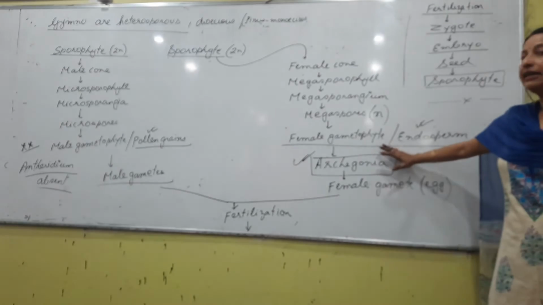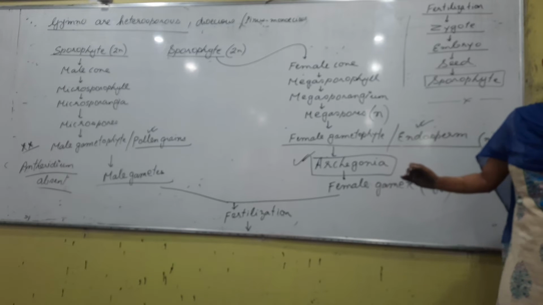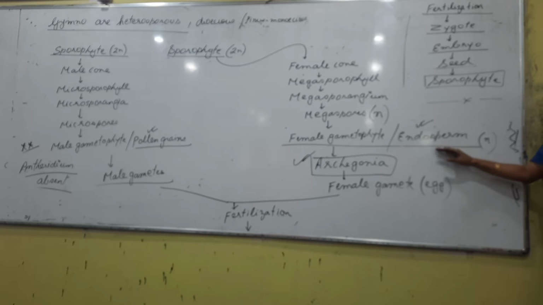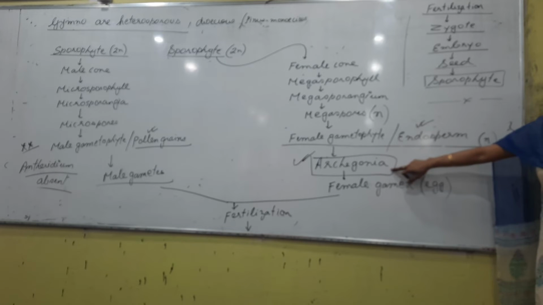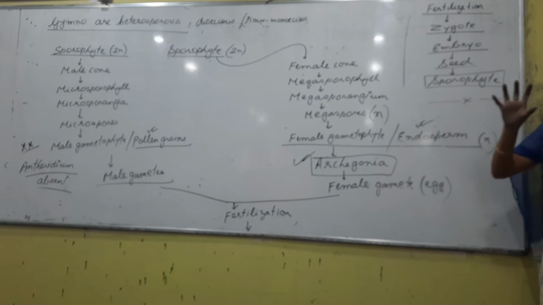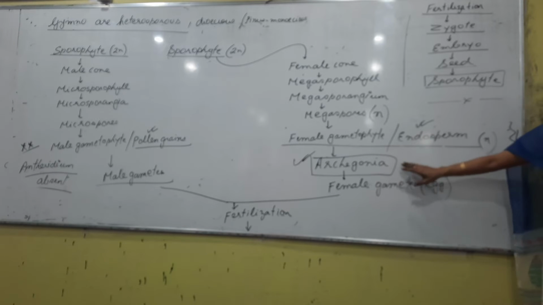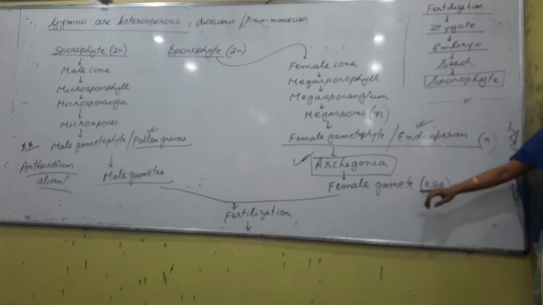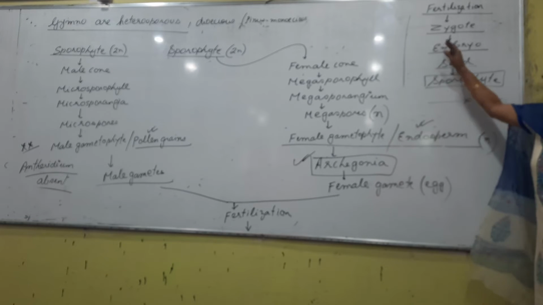Third question, the female gametophyte in gymnosperms is called the endosperm. In the endosperm, what you will see is the female sex organ. The endosperm would be a group of tissues. Within it, the sex organ will be present, which is called the archegonia. Inside the archegonia, you will find the egg, and then the process continues, right?